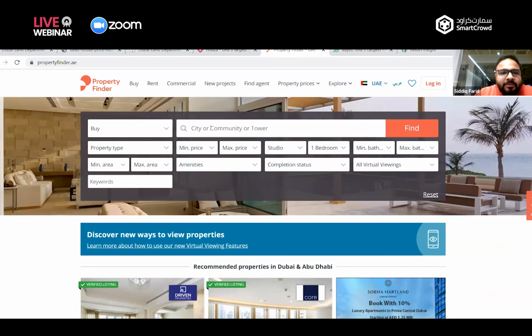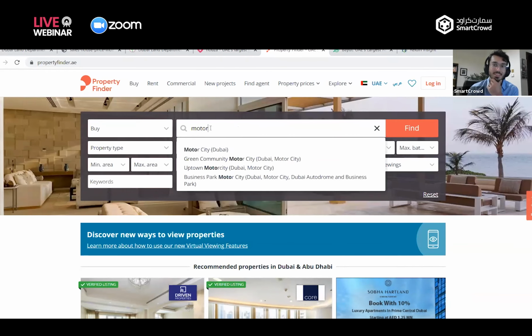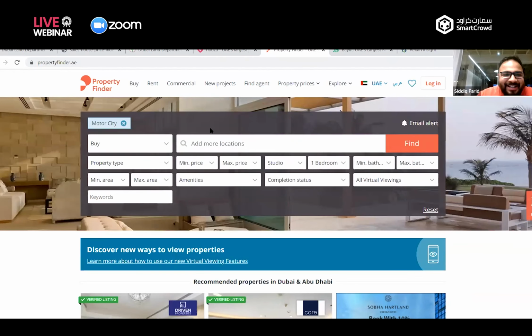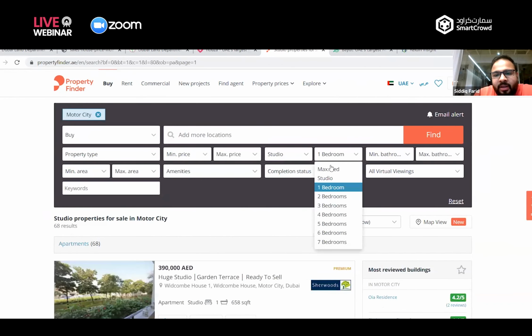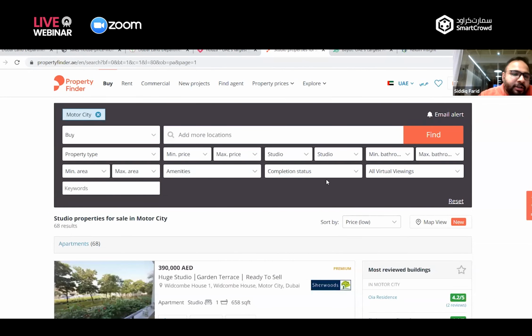Motor City. There you go, 3 for Motor City. I don't like Motor City. Okay, right, I have a bias against Motor City. I'll talk about why I have a bias against Motor City. But let's dive into Motor City. Depending on whether you're looking at a studio or a 1-bedroom there, etc. Let's look at studios, right?